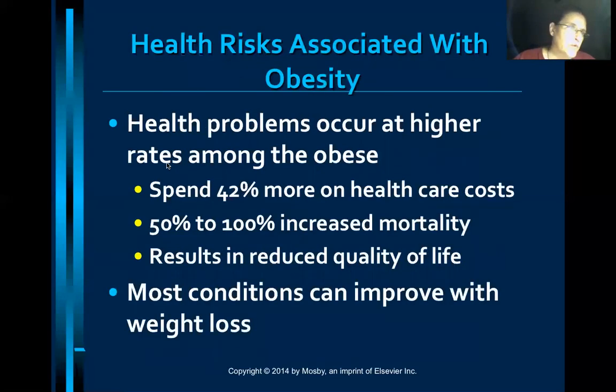So there are some risks that go along with obesity. Health problems occur at a higher rate, with 42% more spent on healthcare costs with obesity. The medical cost of adult obesity in the United States is difficult to calculate, but it's estimated that it ranges from 147 billion to nearly 210 billion per year. And the bulk of the spending is from treating obesity-related diseases such as diabetes.